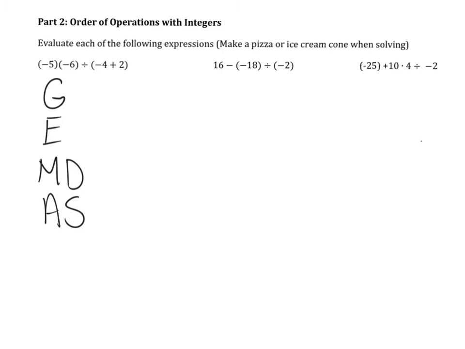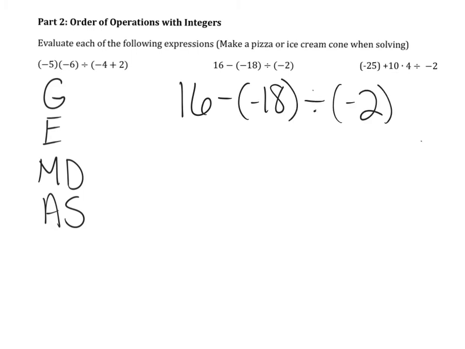Okay, now on to question 2. So I'm going to write it bigger again. So I have 16 minus negative 18 divided by a negative 2. Remember, some of these parentheses are used only to tell you that the number's negative and not that it's actually a grouping of things. So we really don't have any parentheses that have something going on inside, so we can mark out the G. And then we don't have any exponents, so we can mark out E.